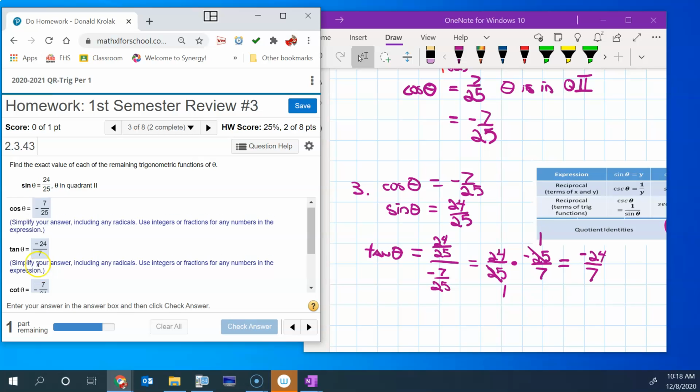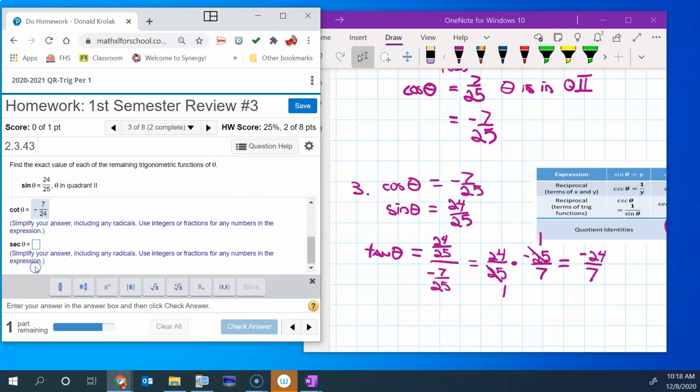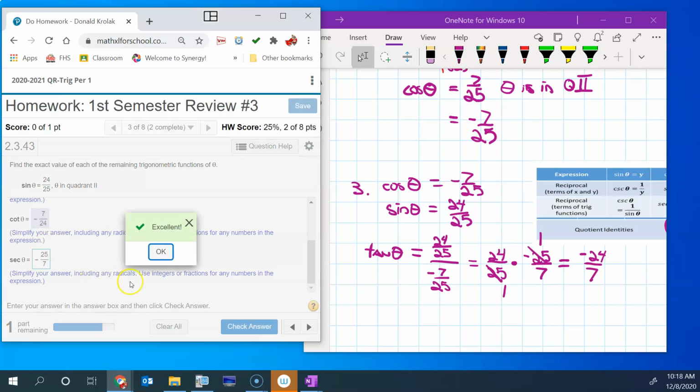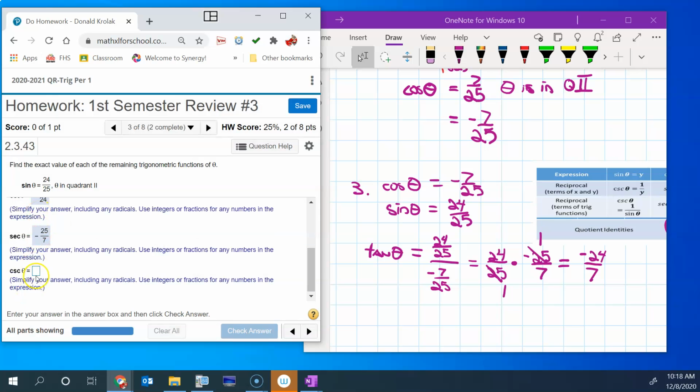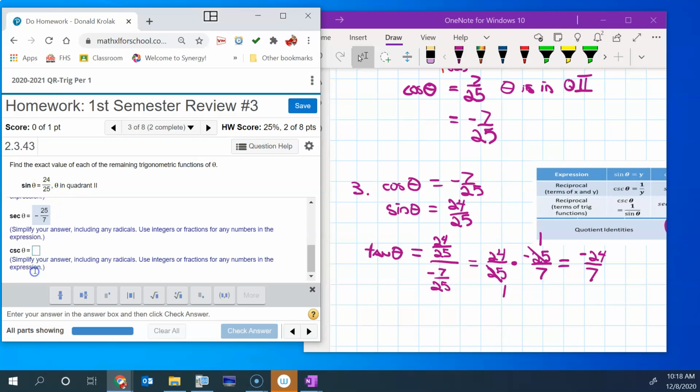Okay, secant is the reciprocal of cosine. So I flip negative 7 over 25. So my secant is going to be negative 25 over 7. And then my cosecant, I flip sine. So for cosecant, that's going to be 25 over 24.